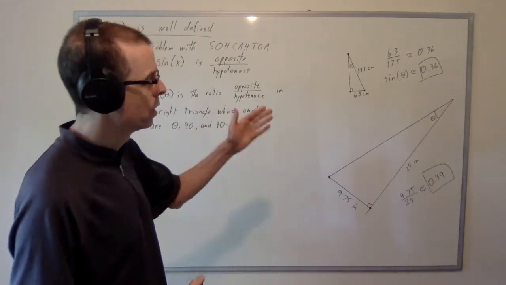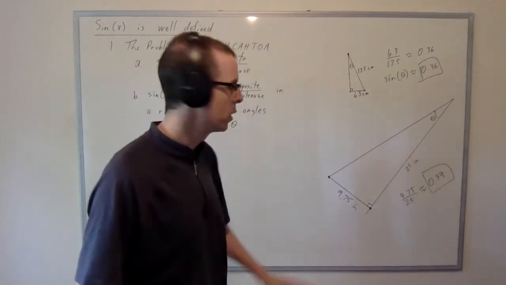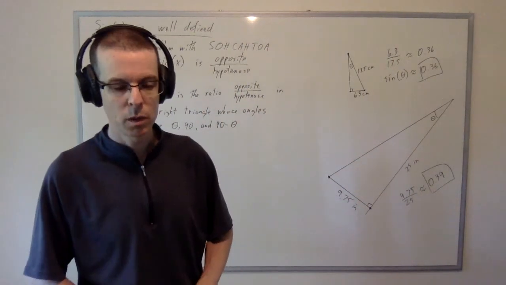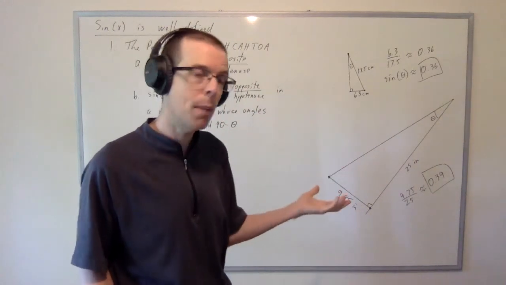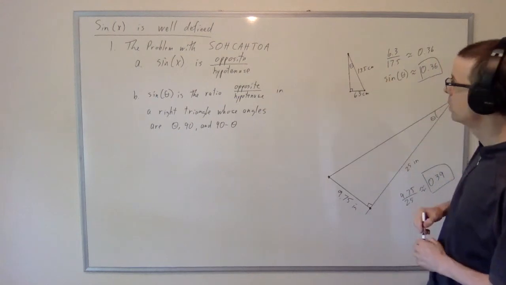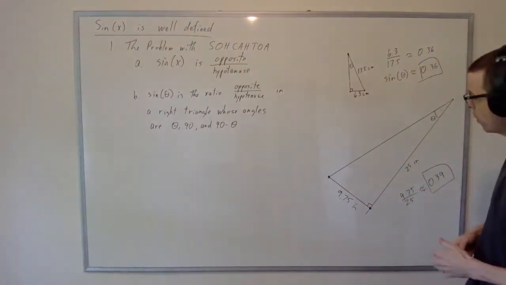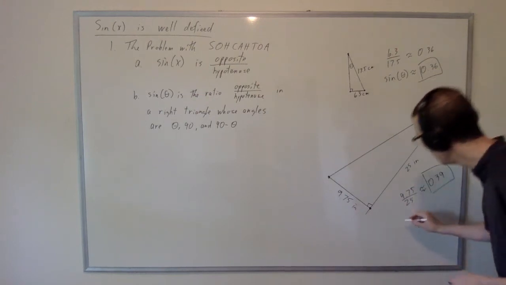So the answer, I don't want to hide the answer from you. The answer is I've measured a little bit inaccurately and I've drawn the triangles a little bit inaccurately, but I'm trying to make the point that this could in principle happen, that one triangle would give us one ratio opposite over hypotenuse, and another triangle would give us a different ratio opposite over hypotenuse. And then we wouldn't know what the sine of theta was, right?